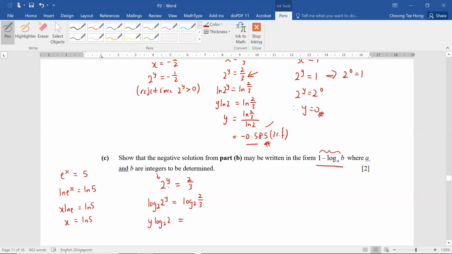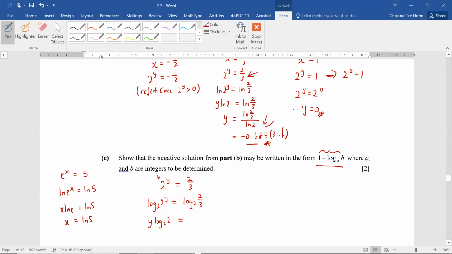Now, because the base is 2, instead of using ln, which is log base e, we will use log base 2 instead. Over here, why did we choose ln? Because your calculator can only do ln or log, either base e or base 10. You can't do other bases, all right? So if you want to use the calculator to get a 3 s.f. answer, then we need to use either ln or log. So we'll get this.